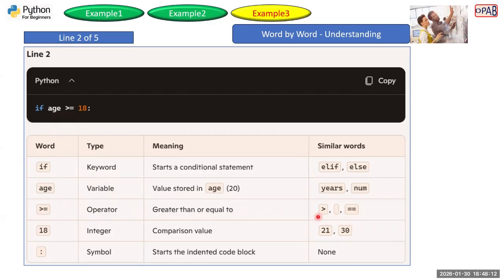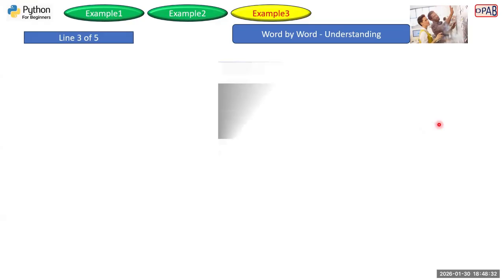Same way you can use the other symbol also. 18 is integer, as you are aware, comparison value, and this is single quote symbol. Start the indented code block. Okay, so this block is now starting because of this full colon only. If it is true only, it will be executing the next line. That is the meaning of it.